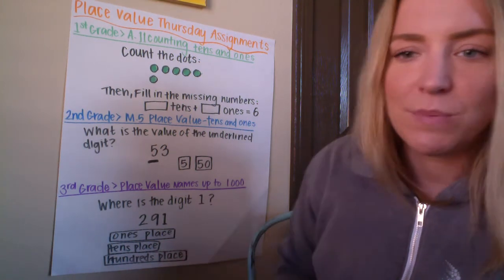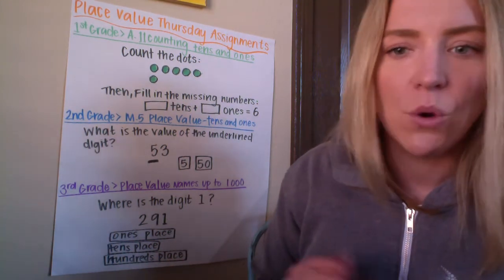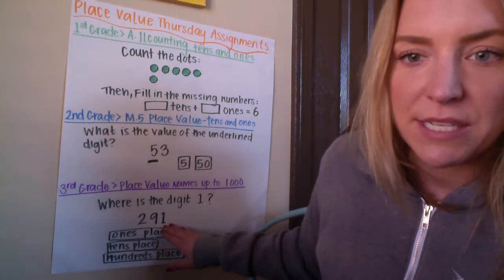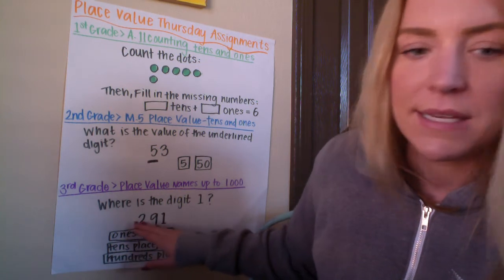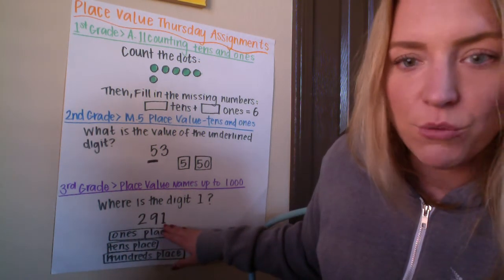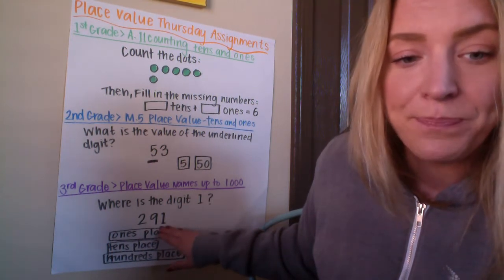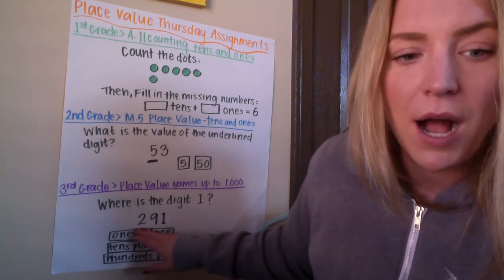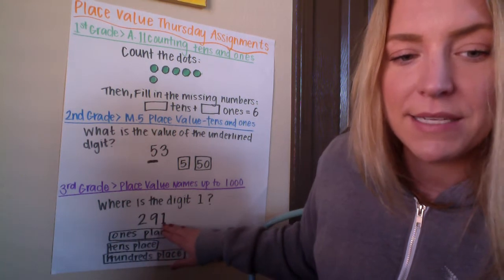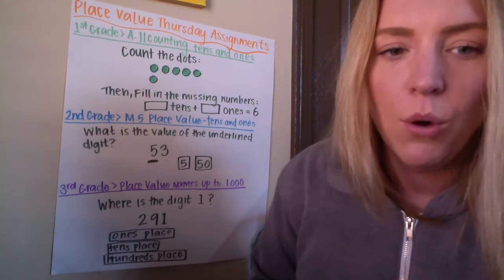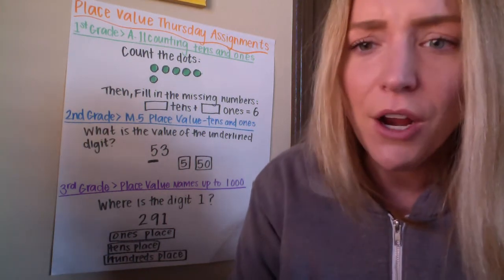I know this 1 is in the ones place, not just because it's a 1. Don't let that trick you. I know that it's in the ones place because of its position in this number, because this 1 is the farthest to the right. It is the third of 3 digits. And if I was to break this number up, it would be 200 plus 90 plus 1. I know this 1 just represents a 1, so you would click ones place.